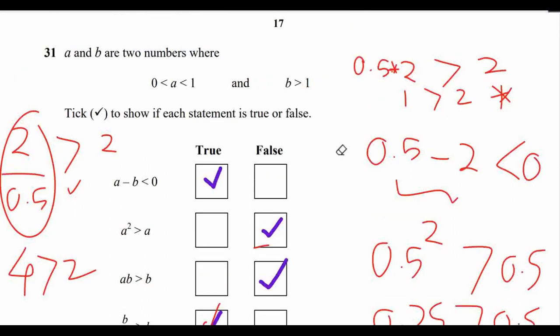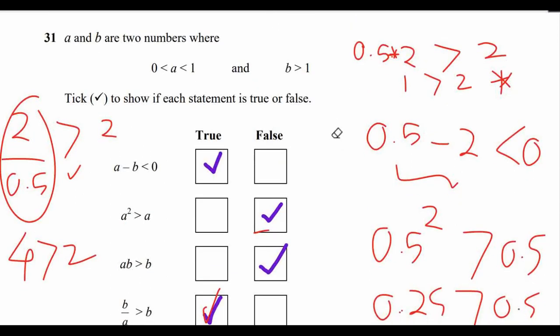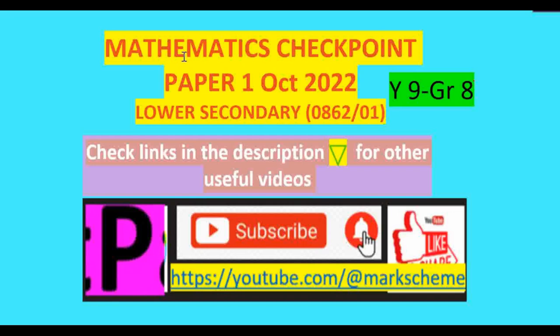Alright, this is our last question. So today we have discussed Mathematics Checkpoint, paper 1, October 2022. For lower secondary, this is our new code 0862 for this past paper. For the Mathematics for lower secondary Cambridge, the new code is changed from 1112 into 0862/01 paper 1.